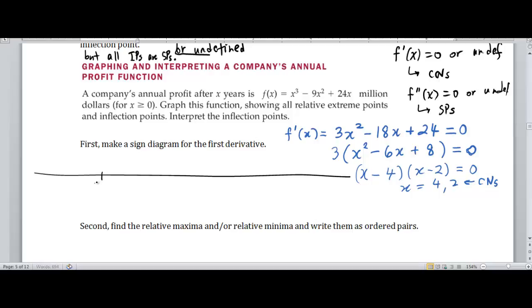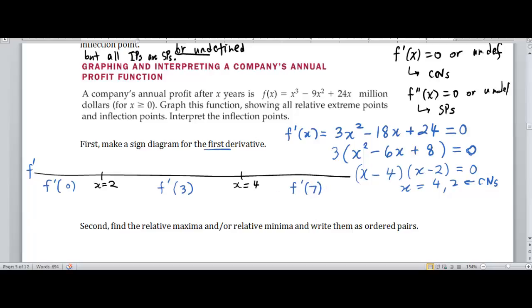x equals 2, that's my first critical number. x equals 4, that's my second critical number. Now what I want to do is plug test points into the first derivative, remember? So let's pick some good test points. Before 2, let's pick 0. Again, we are plugging this into the first derivative. This is a sign diagram for the first derivative. Then let's plug in 3, and let's plug in 7.